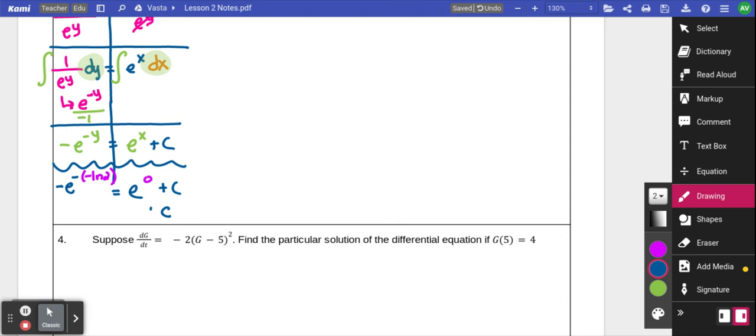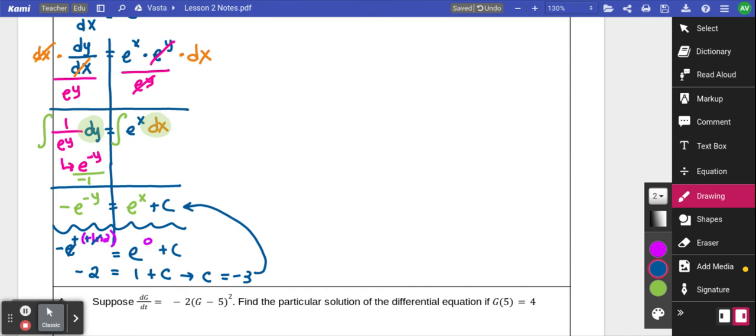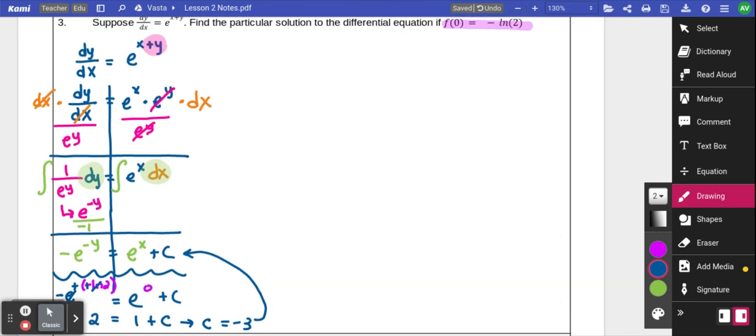Now, e to the 0 is just 1. A negative and a negative work together to make a positive, and e's and natural logs are opposites, so they cancel. So I'm going to have -2, and then if I subtract 1, I get that c is equal to -3. I'm going to take this c and I'm going to plug it back in. So my new equation, and again, y is not by itself yet, but it will be soon, hopefully, is going to be negative e to the negative y equals e to the x minus 3.